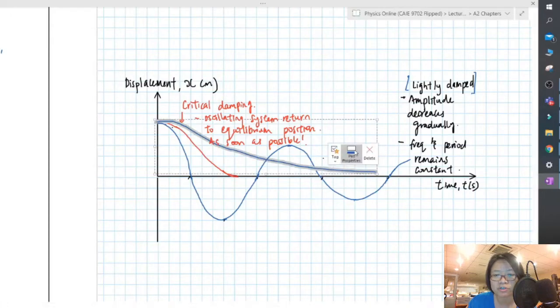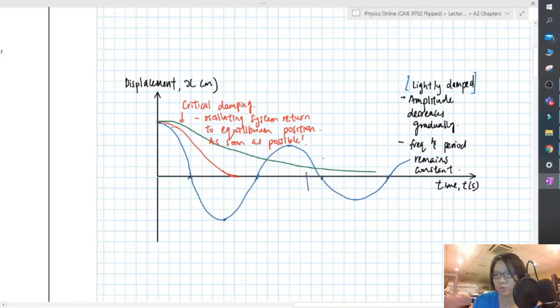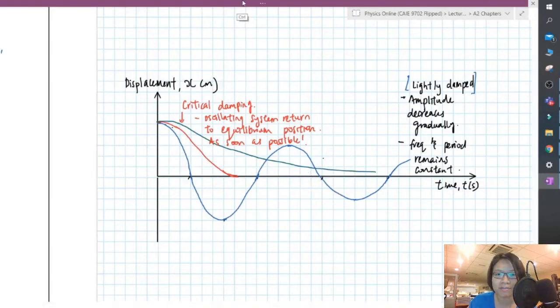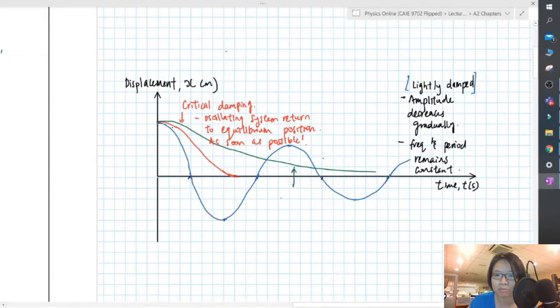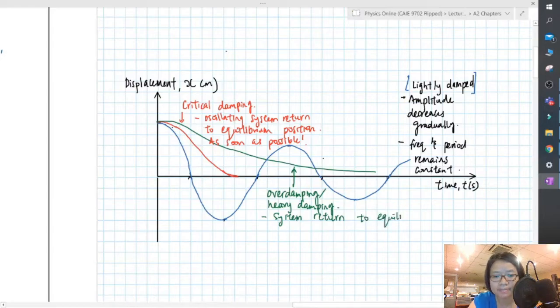Alright, the next version of damping would be heavy damping. For heavy damping, you will notice the difference between critical and heavy is that heavy almost treats the equilibrium position like an asymptote. So it takes a long time for heavy damping, or over damping, same idea, to return to equilibrium position.